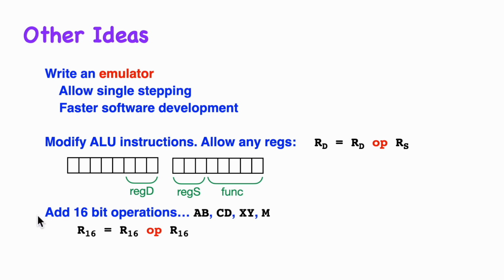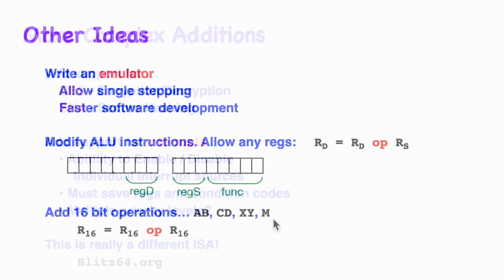Another thing you might do is add more 16-bit operations. We already have the add 16 instruction that works on the X, Y, and M registers, but you might want to include a number of other ALU operations and perhaps a number of other 16-bit registers. You might want to turn A and B into a 16-bit register and C and D into a combined CD register. But at this point, it's starting to turn into a 16-bit computer, and so you might choose to give these different register names altogether.